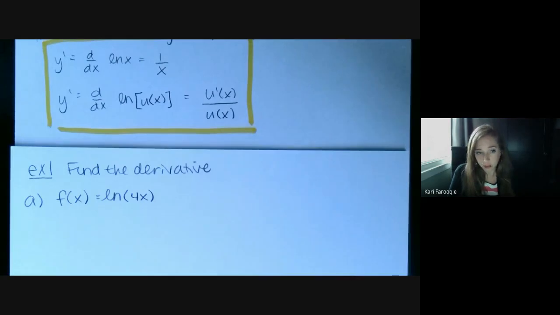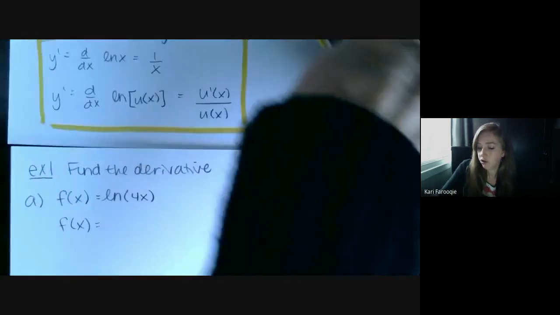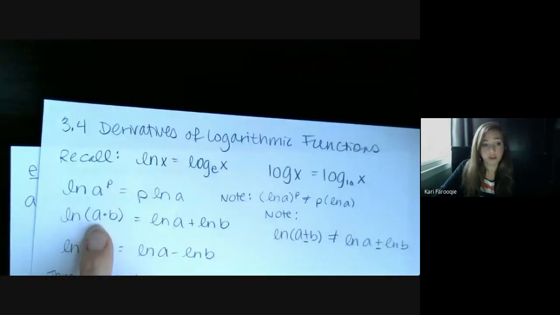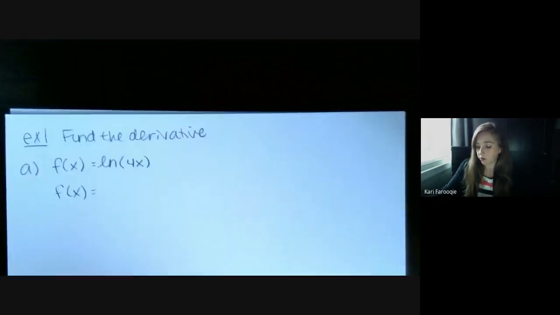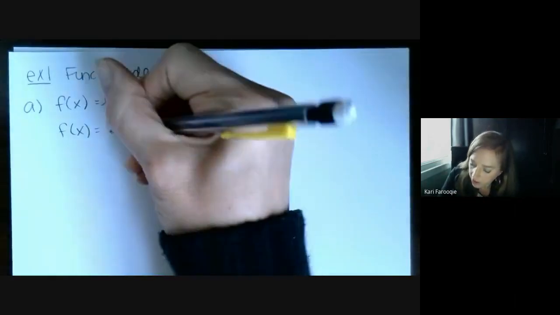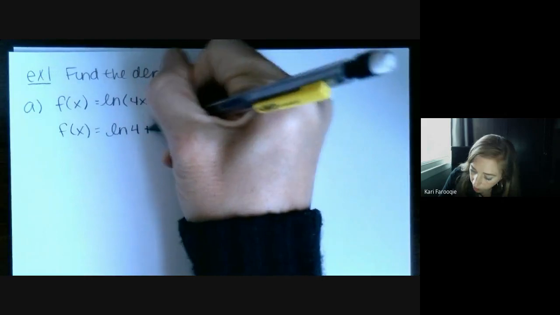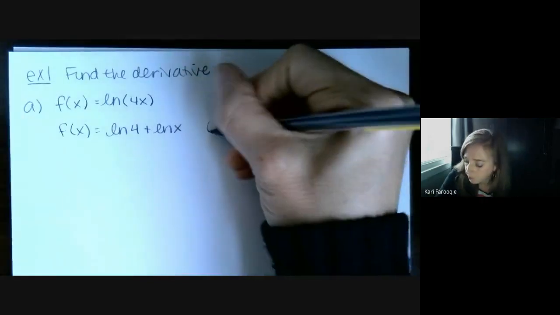A lot of times, if we can break this up, it's easier to do so. So if you are thinking about that and you want to rewrite your function using this rule, note that in this case, we do have a product. We have the natural log of 4x, which means we have the natural log of 4 times x. That's a product. We can split it up. So we can rewrite this as the natural log of 4 plus the natural log of x, and that's using your product rule for logarithms.